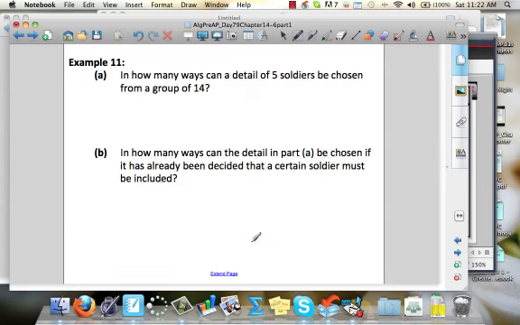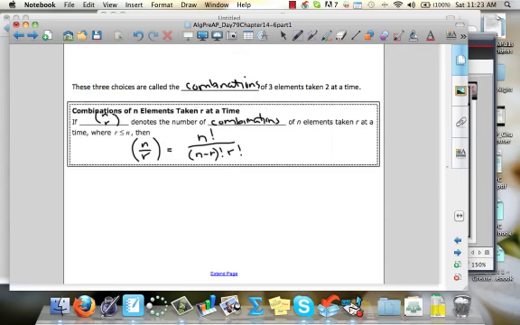Well, in how many ways can a detail of 5 soldiers be chosen from a group of 14? That would be 14. There's 14 soldiers, and I'm going to pick 5. Other ways we can denote combinations are nCr, or C taking n comma r. All of these are different ways to denote combinations.